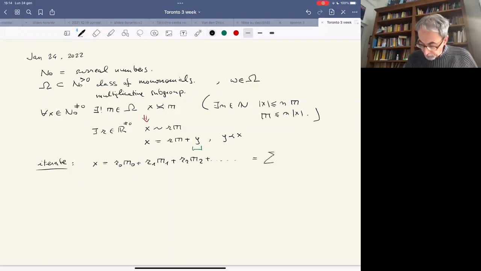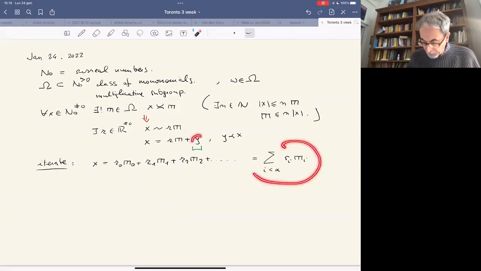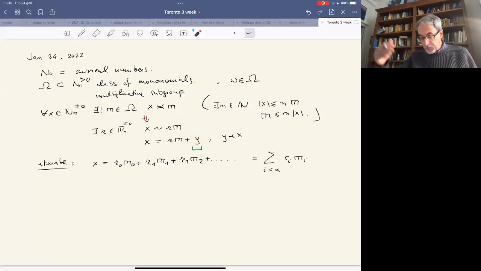So you are going to write this in the form of a sum over i less than alpha of a real times a monomial. You have seen with Vincenzo that this infinite sum is well defined. If the remainder Y is zero, you stop. Otherwise, you develop Y and get an extra term. At limit stage, when alpha is a limit ordinal, these sums are defined in the natural way.